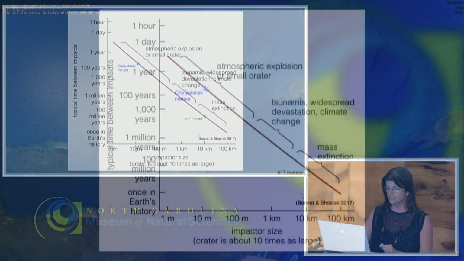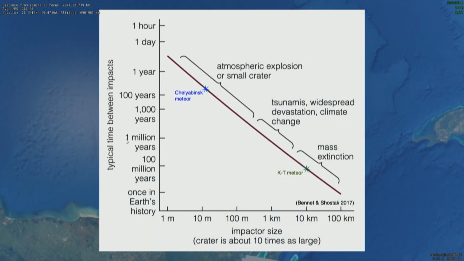This is a plot that shows the typical time between impacts on this axis and the size of the impactor. And this impact here, called the KT meteor for when it happened, would happen every 100 million years.